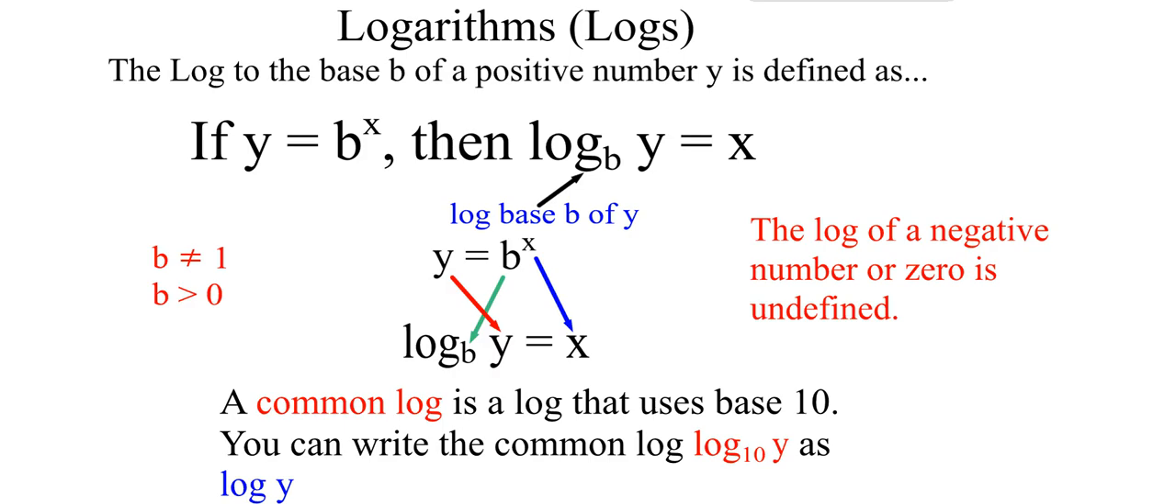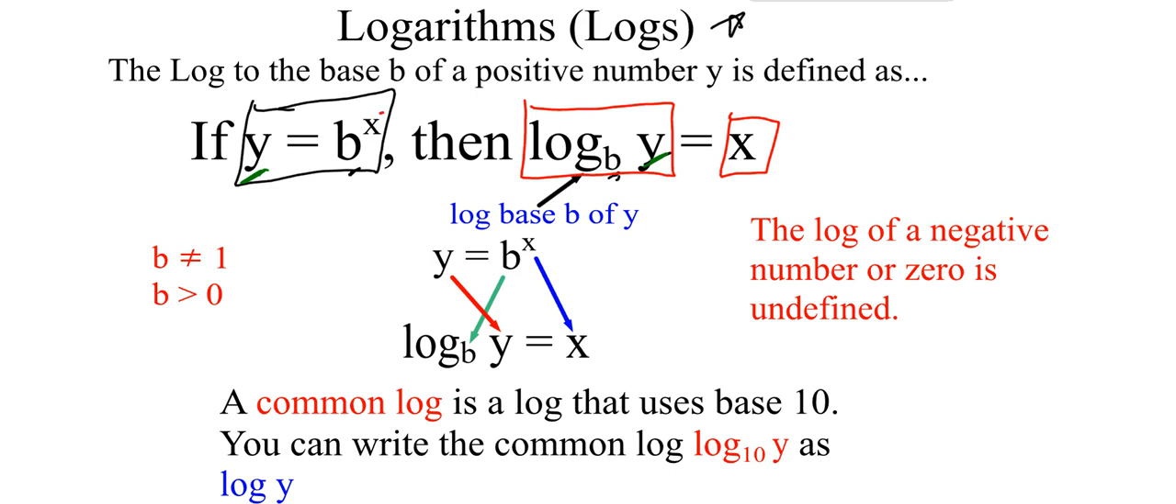We're going to use our logarithms, or what we refer to as logs in short. The log to the base b of a positive number y is defined as such. If we take the expression y equals b to the x, we can rewrite that as a logarithm: log base b of y equals x. Notice the base is the same as the base of our exponent. The answer to a logarithm is always an exponent.